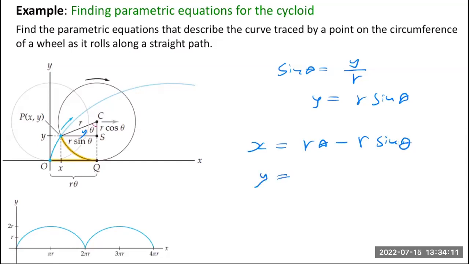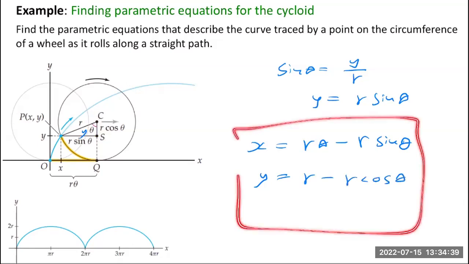Y coordinate is again easy. This is the y coordinate, right? This height. How do you find that height? We know this height. This height is r. It's a fixed number. It's the radius. So the y coordinate is going to be r minus this length. Okay, y coordinate is r minus r cosine theta.